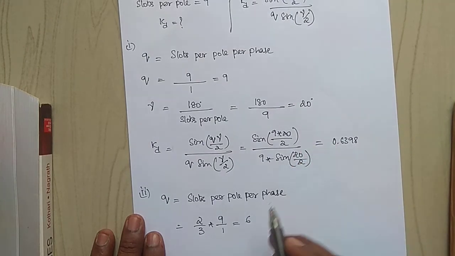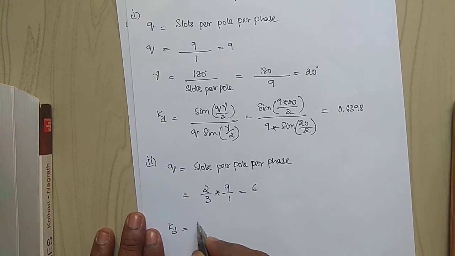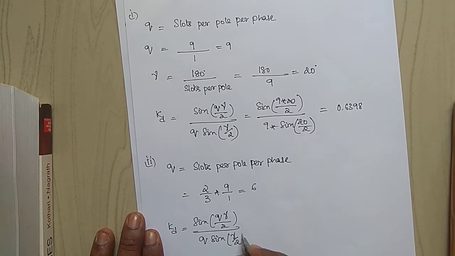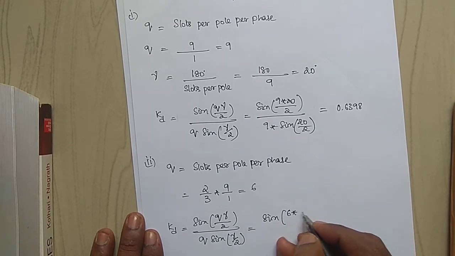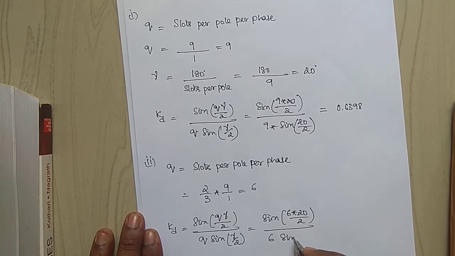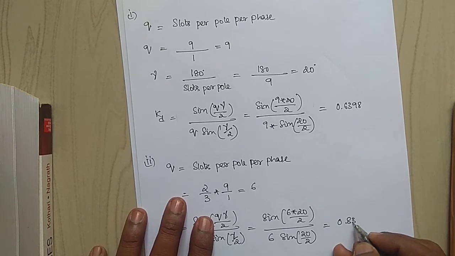Substitute this 20 and the new Q value 6 in the KD formula. So KD equals sine of Q gamma by 2 divided by Q sine gamma by 2, which is equal to sine of 6 into 20 by 2, divided by 6 into sine of 20 by 2. Its value is 0.8312.